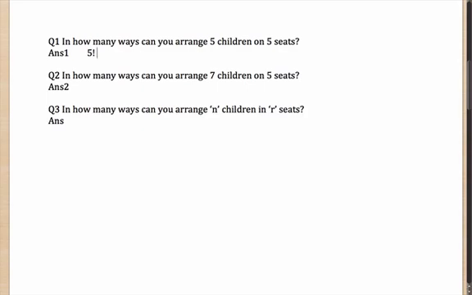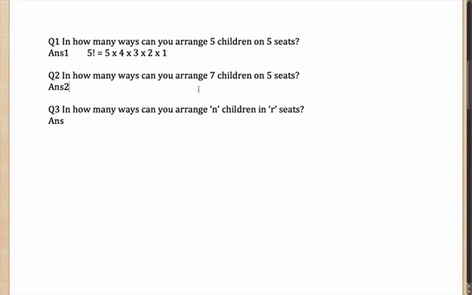If you want to look at it again, the logic behind it is: on the first seat, any of the 5 children can come. On the second seat, any of the remaining 4. On the next seat, any of the remaining 3 children can come. On the next seat, any of the remaining 2. And on the last seat, there is just one child left and he can come there.